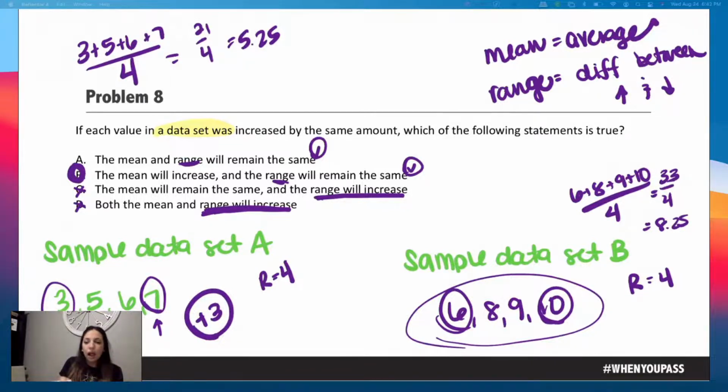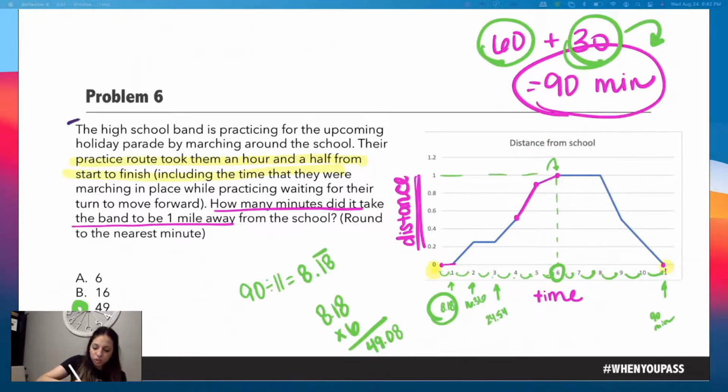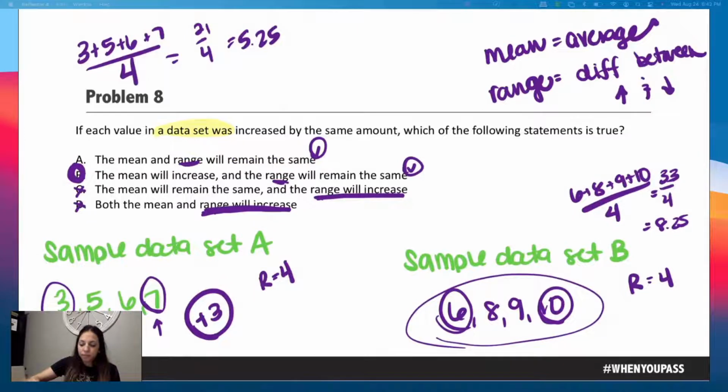All right, you see different wording for problem 7. It's the exact same wording from here all the way to here. This wording is the exact same. The only thing that changed is the question. So it's the same scenario. The only thing that changed is the question at the end. All right, let's keep going.